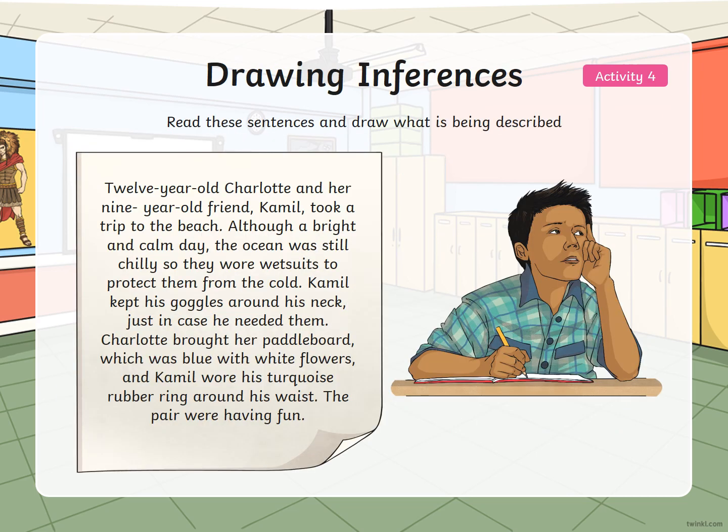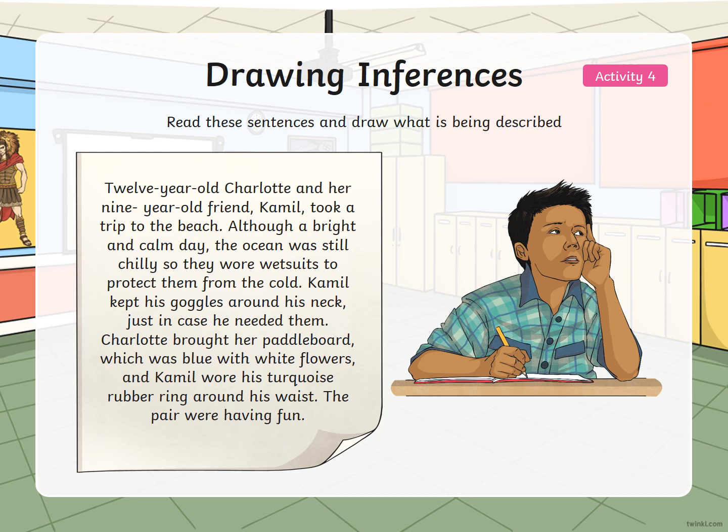Okay, we're doing a drawing task again. So I want you to read the sentences and then draw every detail that you can see. So 12-year-old Charlotte and her 9-year-old friend Camille took a trip to the beach. Although a bright and calm day, the ocean was still chilly, so they wore wetsuits to protect them from the cold. Camille kept his goggles around his neck just in case he needed them.